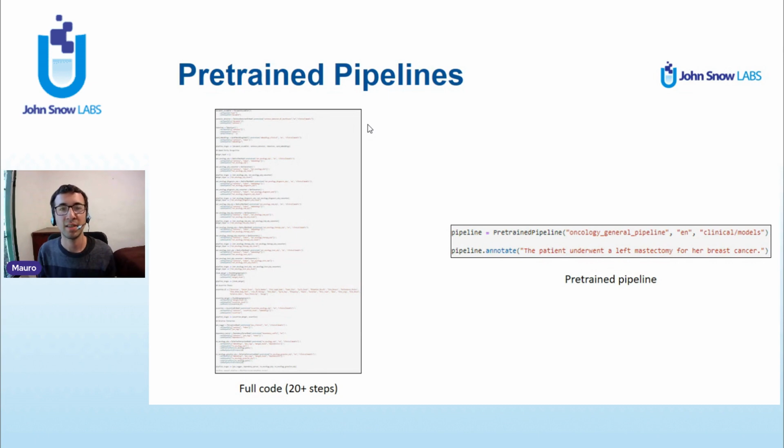So pipelines, if you don't have that much experience or if you're just starting with a project, are always the best way to start. But then if you want to customize something, you will always have to create your own pipeline with all the steps.